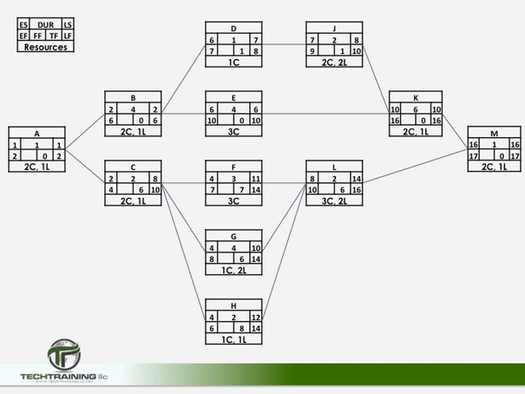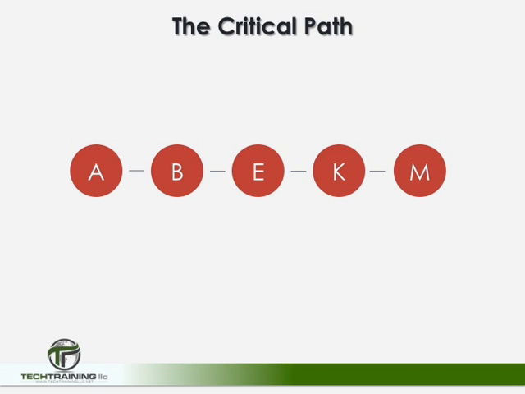The critical path is going to show us any activity that must be completed on time to complete the project on time. These are the activities which are considered critical. The critical path can be determined by following the schedule through any activity that has no total float. So in this example, our critical path would be activity A to activity B to activity E to activity K and to activity M. This is our critical path.